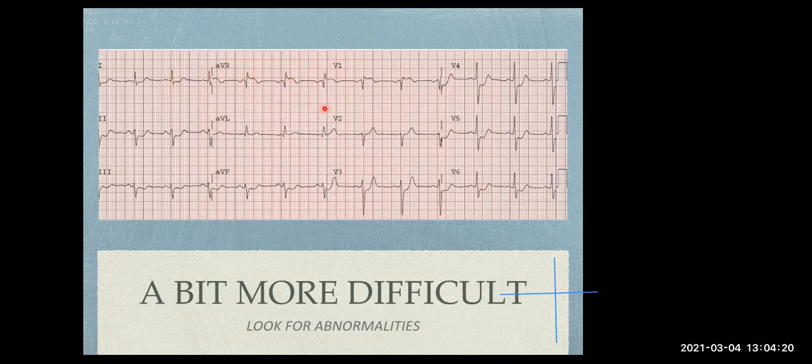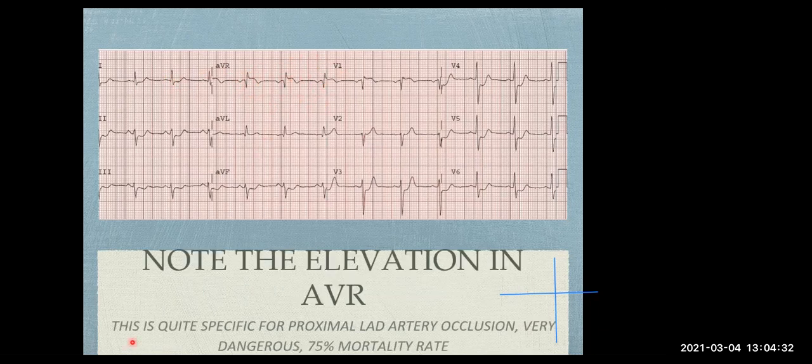Now, it's a more subtle one because most people forget to look at AVR. And one thing I want to tell you guys is when you see this type of a picture, when AVR is elevated, you must be worried, okay? When AVR is elevated, it actually tells us that our left anterior descending or even our left main coronary artery are occluded, and it's very close to the proximal part of it. It's extremely dangerous. So don't ever forget this one. When you see this, your patient is in danger.